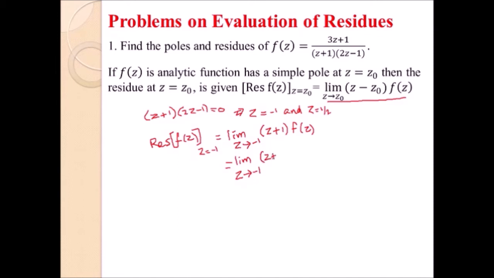So z + 1 cancels, and substituting z = -1, I get (-3 + 1) / (2 × (-1) - 1), which is -2 / -3, or this is 2/3.